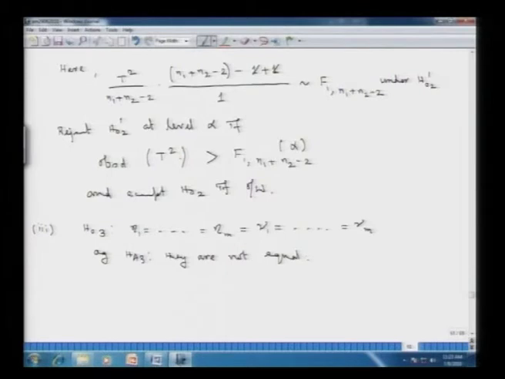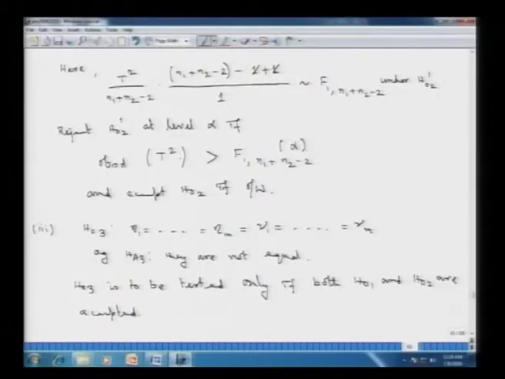Now, remember that H naught 3 is to be tested only if both H01 and H02, in that order, are accepted. So, if after H01 being accepted we have moved on to H02 and then we have observed that H02 is rejected, then we will not proceed for testing of H03 and we will stop at that particular point.